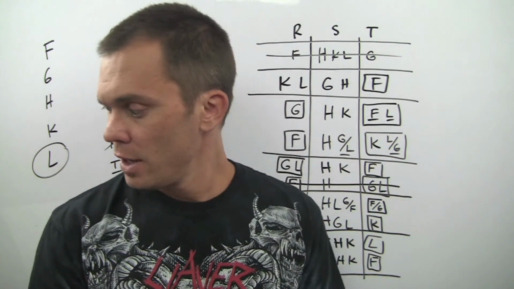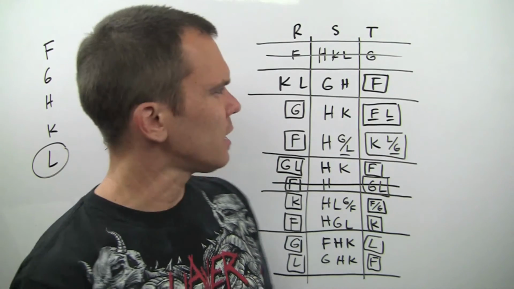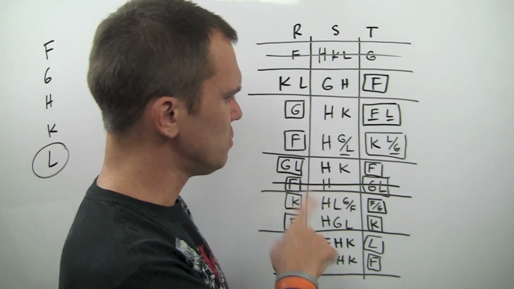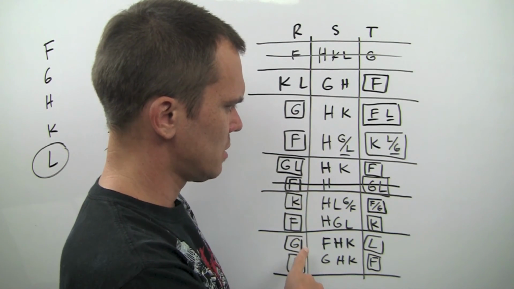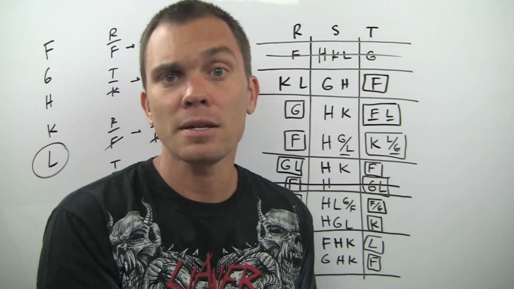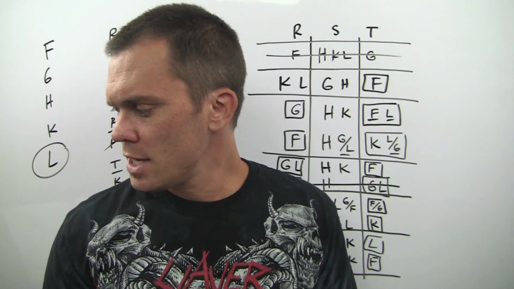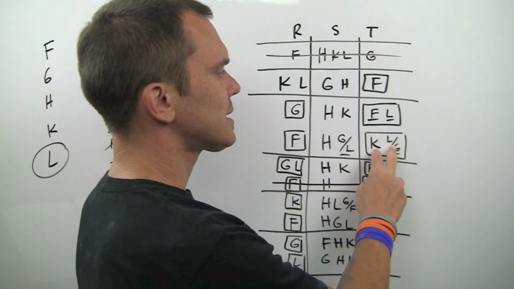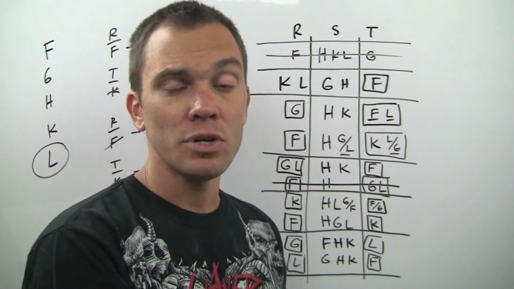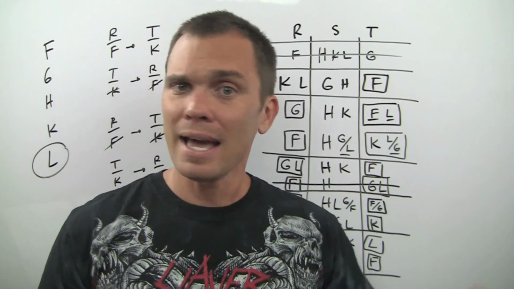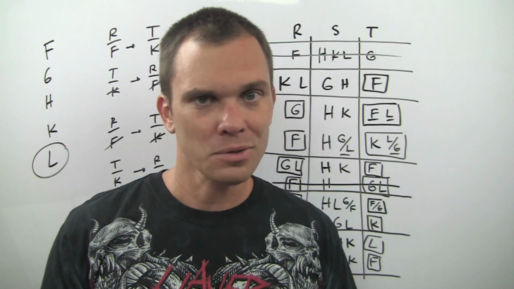Check that off. D, G and L. I do not have G and L together. Maybe they can't be. Answer choice E, K and L. Yes, K and L can be. Check it off, which means that G and L cannot. And that then concludes this game.